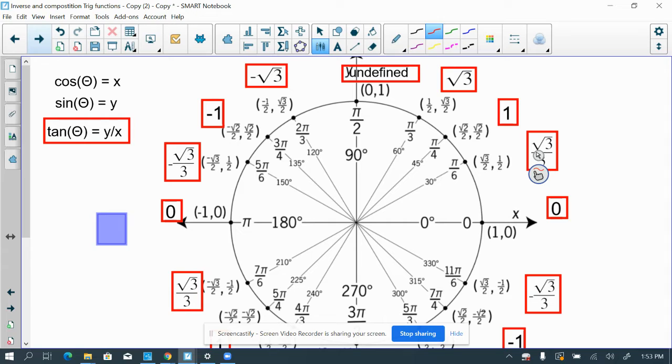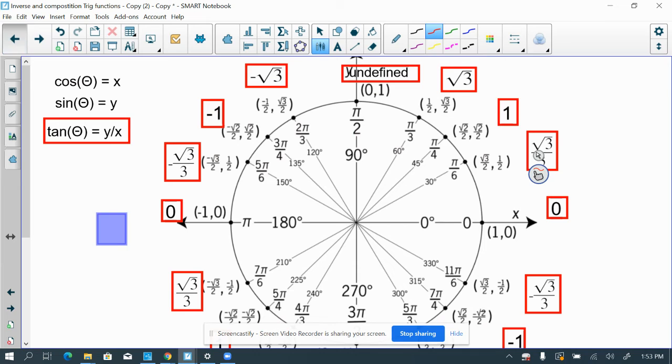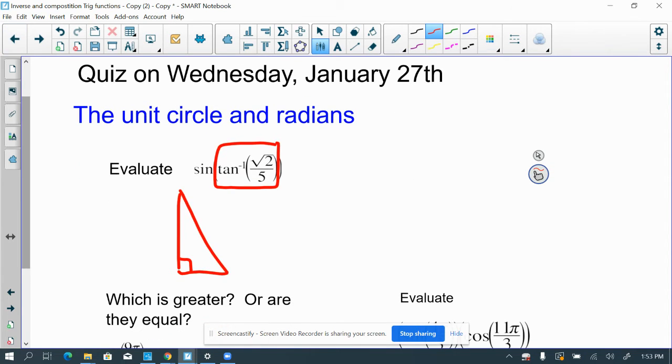Now, the red boxes are the tangent values of special angles: 60, 45, 30, 45, and 60. Those are all special angles. But if you look at all these red boxes, you will not see rad 2 over 5. All that means is rad 2 over 5 is not a special angle, but it is an angle. And let's say I could put the angle right there in a right triangle.